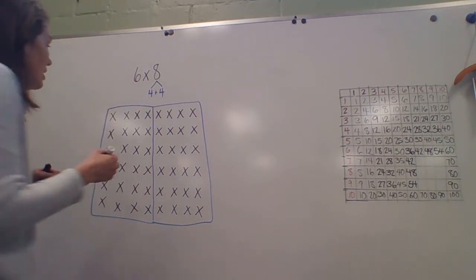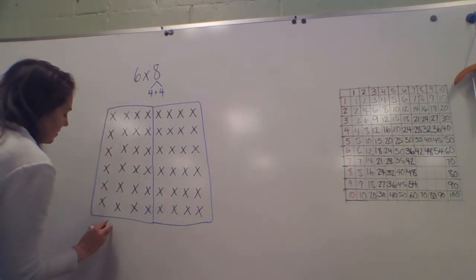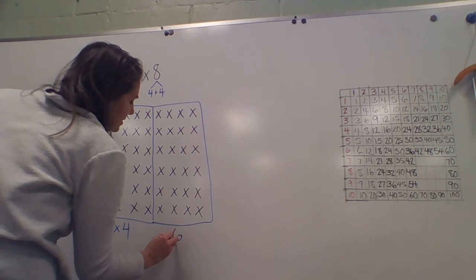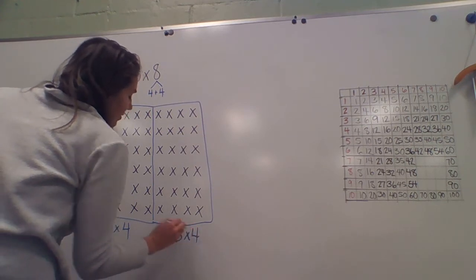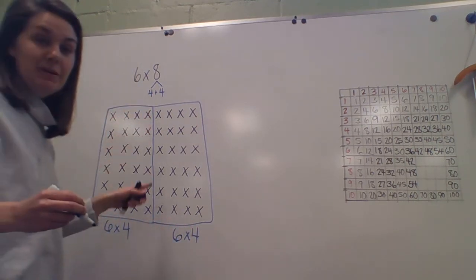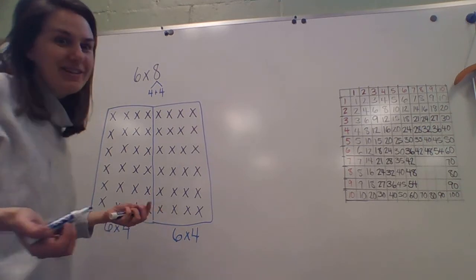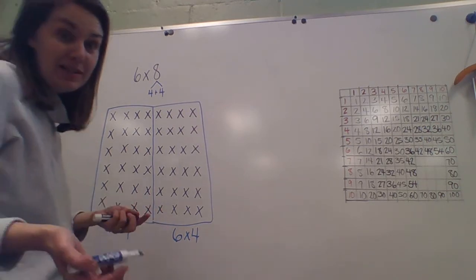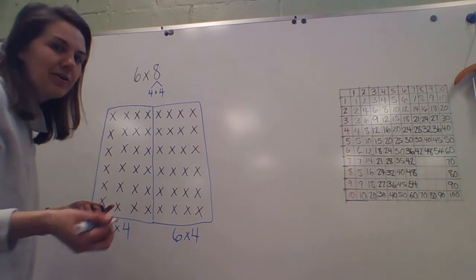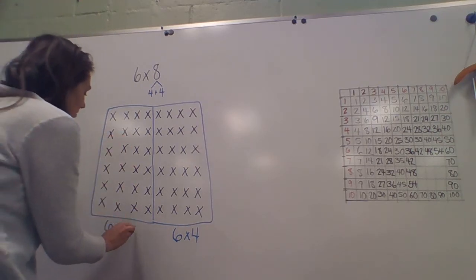So now I have said that I have 6 times 4 over here, and I have 6 another 4 times over here. And remember, what's really nice about being able to split your array in half is that you do half the work. So you're only having to solve the problem once. We all like to do less work, right? Okay. So we have 6 times 4.